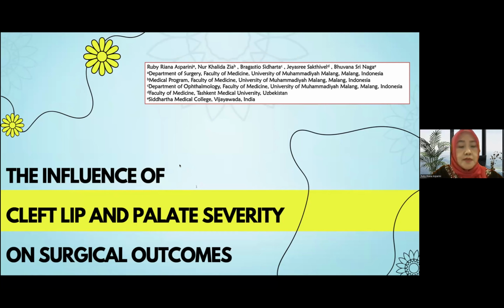I will present my topic, the influence of cleft lip and palate severity on surgical outcome. My name is Ruby Riana Asparini. I am from the Department of Surgery, Faculty of Medicine, University of Muhammadiyah Malang.